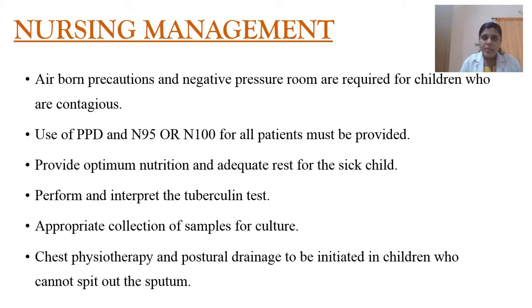Coming to the important aspect, that is nursing management. Airborne precautions and negative pressure rooms are required for the child who is TB infected. Use of personal protective devices and N95 or N100 masks has to be provided to all children because they are less immune. Then provide optimum nutrition and adequate rest for the sick child. Then the tuberculin test has to be conducted at the correct time and the result properly interpreted. Then appropriate collection of samples for culture.